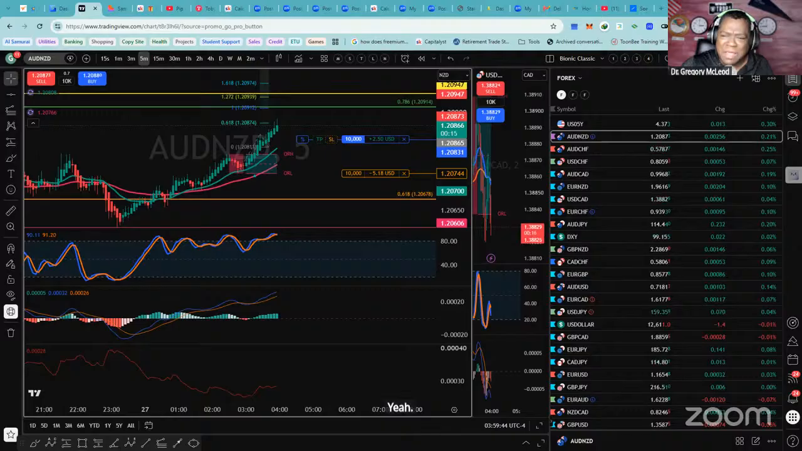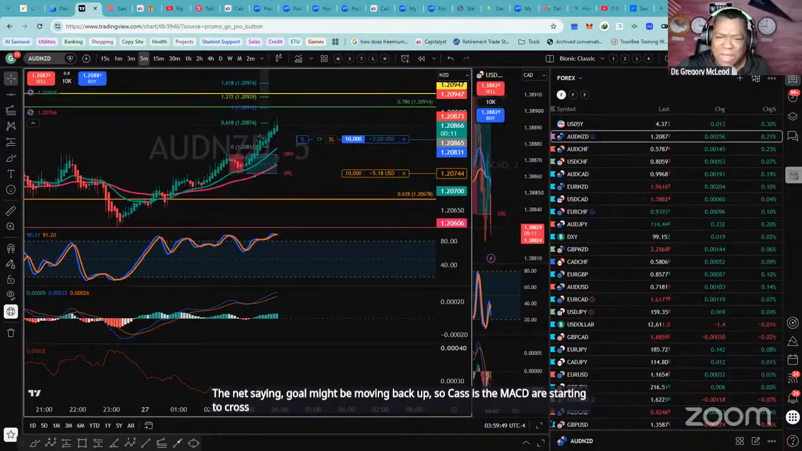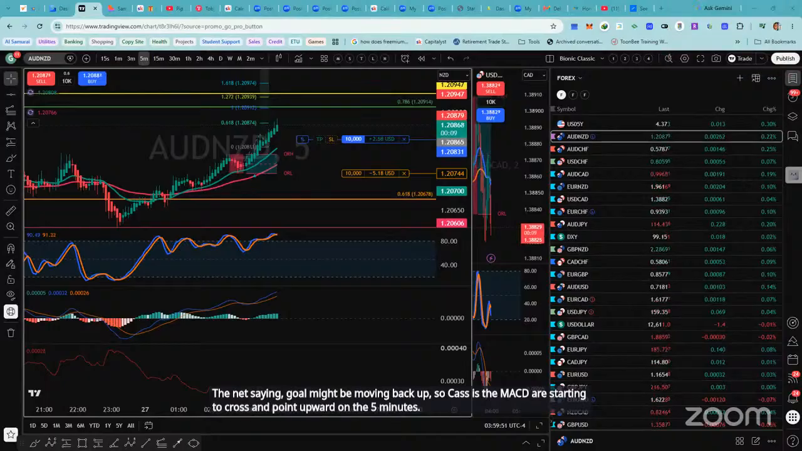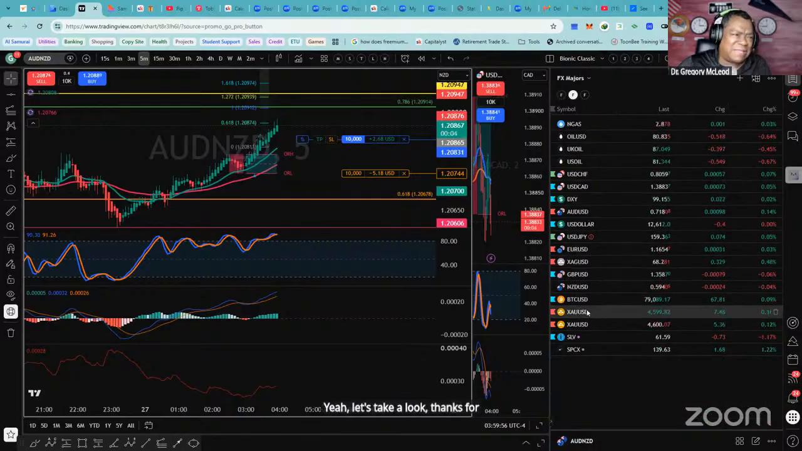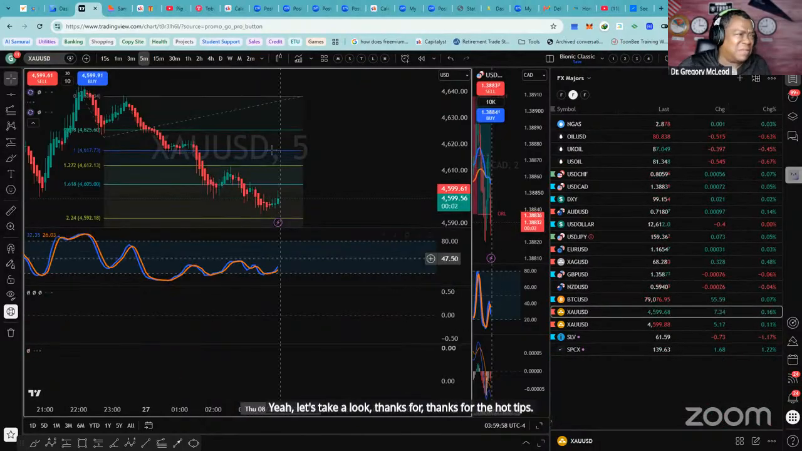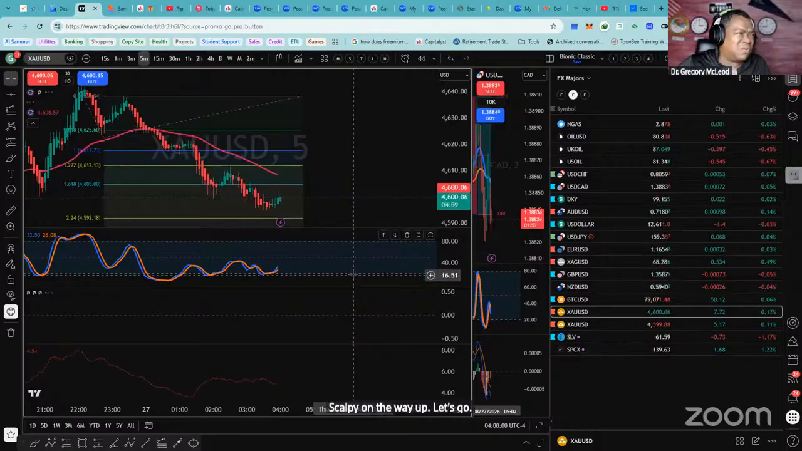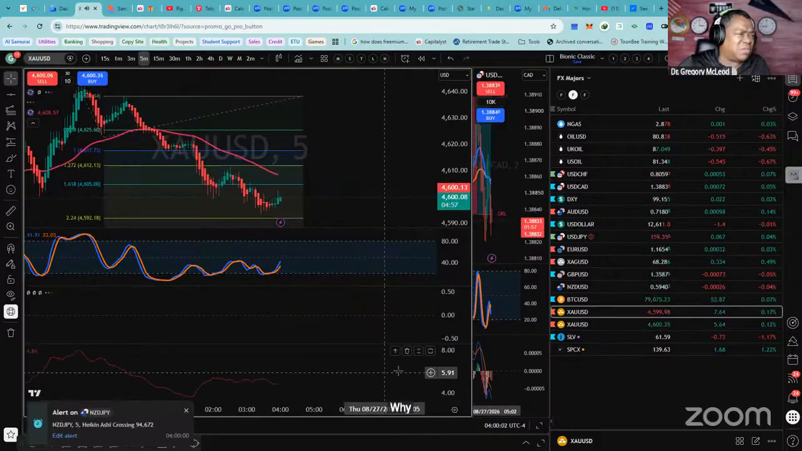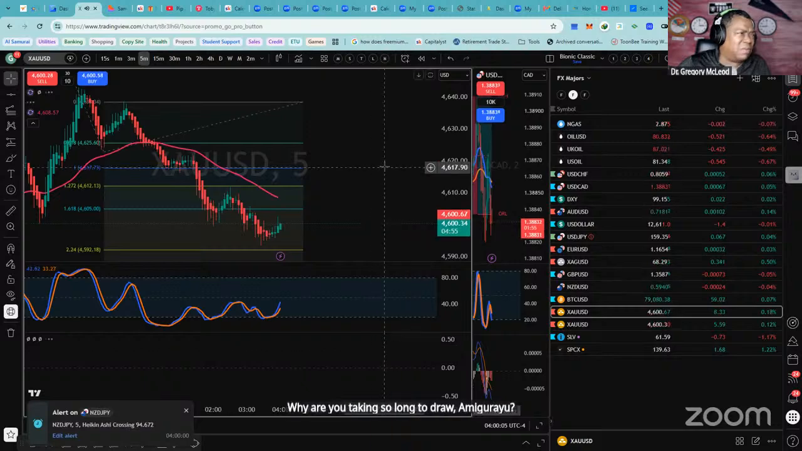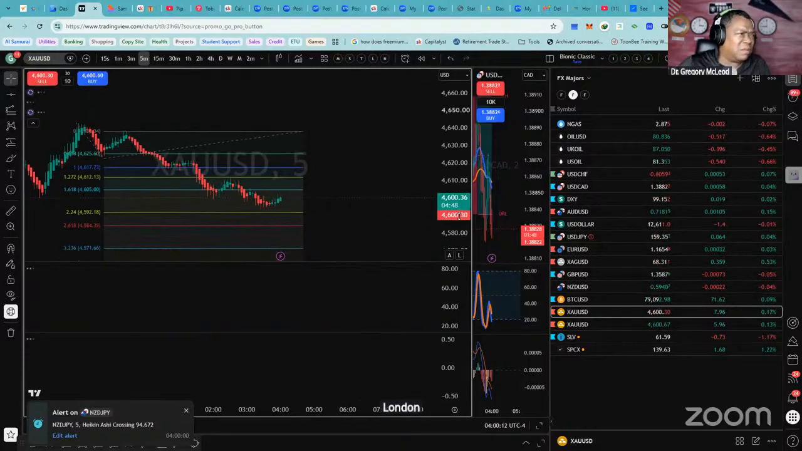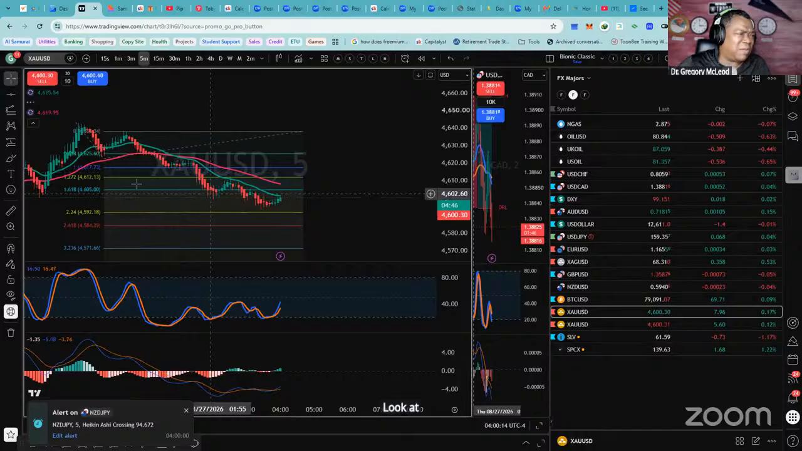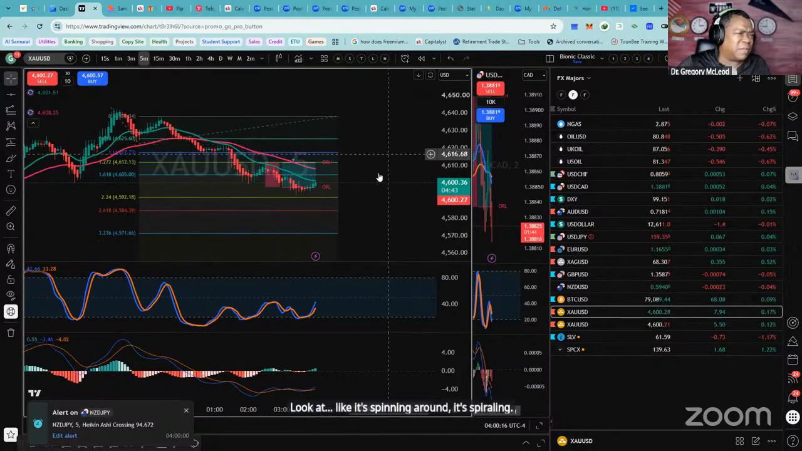The net saying gold might be moving back up, so the stochastics and MACD are starting to cross and point upward on the 5-minute. Yeah, I turned around, saw that. Yeah, let's take a look. Thanks for the hot tips. Scalpy on the way up. Let's go. Why are you taking so long to draw? Let me get rid of you. And 5-minute. Okay, how about London? London calling. Look, it's spinning around. It's spiraling.